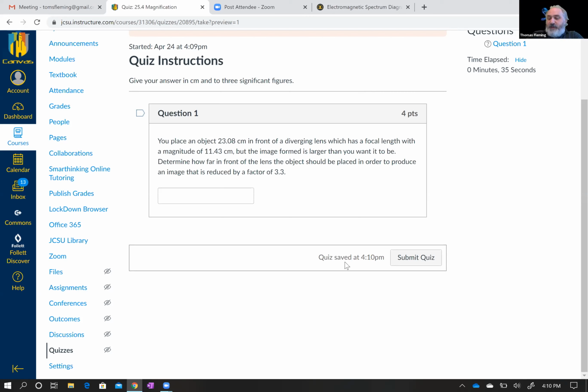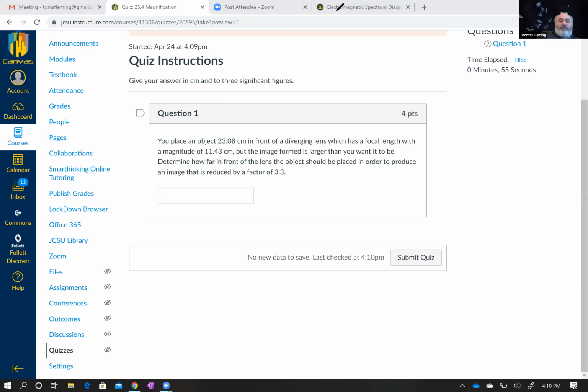For me, I'm going to write down these numbers. I'm told that my object is originally 23.08 centimeters away. So let's do it this way. Real quick, let's draw a picture of what I'm expecting here.